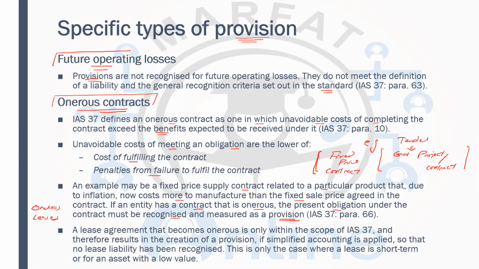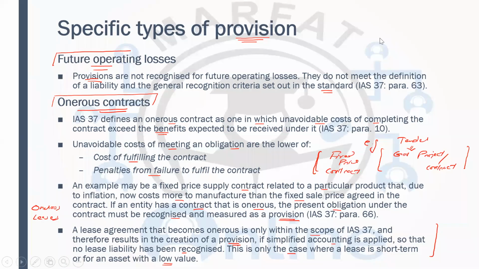Sometimes, for example, you were thinking that you'll get a contract and then you bought some asset on lease for that contract, and then unfortunately you didn't get the contract. Now because you have already entered into a lease contract, you need to pay the lease payments, but you are not getting any benefit from it. A lease agreement that becomes onerous is only within the scope of IAS 37 and therefore results in the creation of a provision, because now you are actually making the payment.